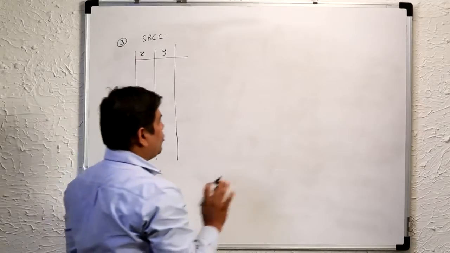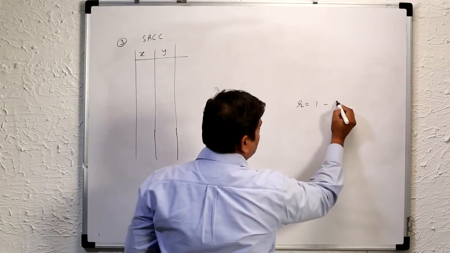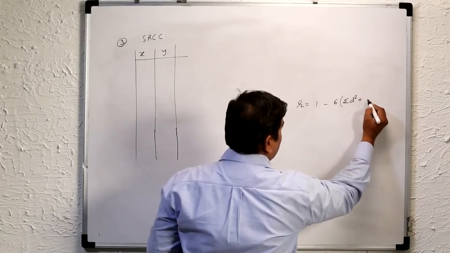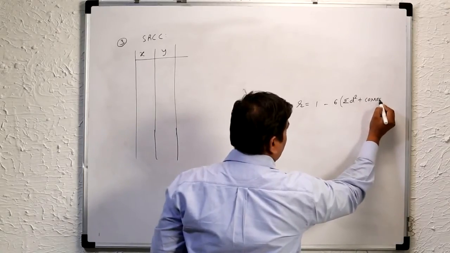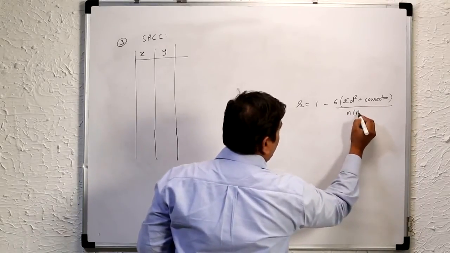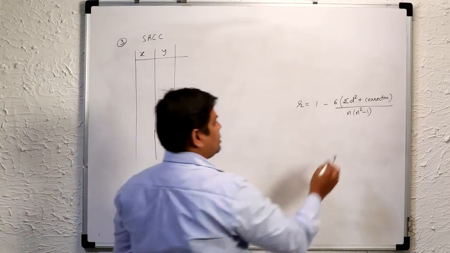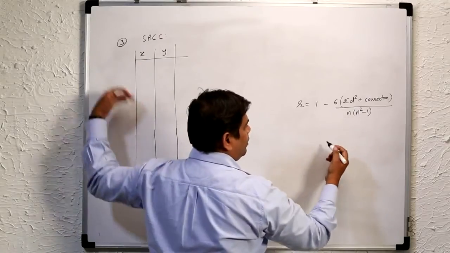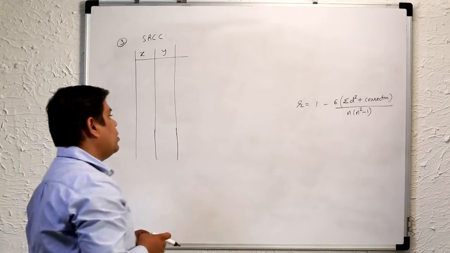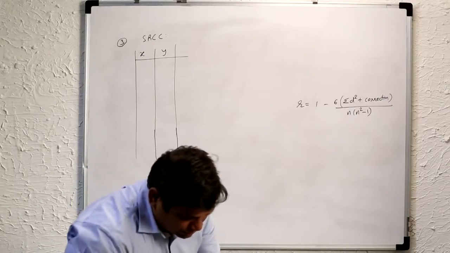So I am going to give you the formula first. The formula is R is equal to 1 minus 6 bracket summation d square plus correction upon n into n square minus 1. I am going to teach you what this summation d square is. N is, all of you must know by now, the number of data which you have here. Correction is something which I am going to teach you how to calculate. So first of all, let us see one sum on this, and let us learn how to give the ranks.